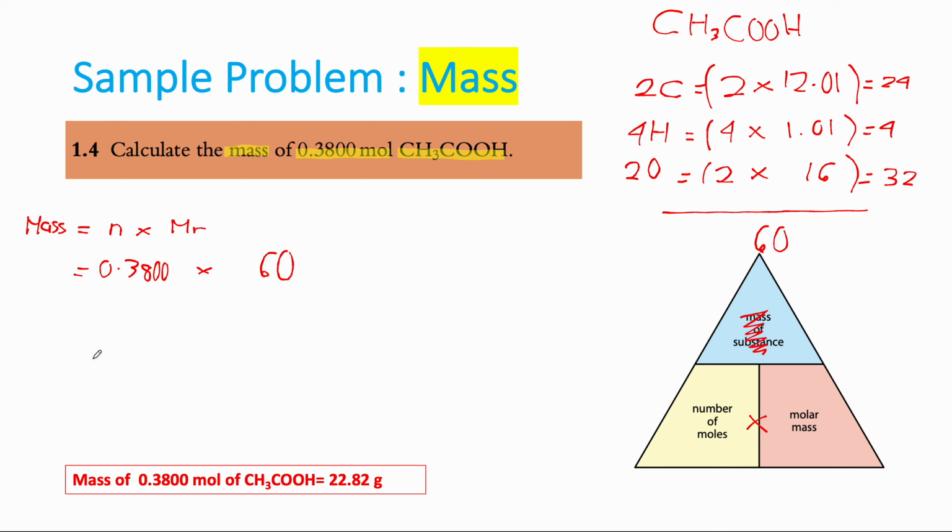22.82 grams. And again, if you want to see how the units cancel out, we have 0.388 moles times the molar mass, which is 60 grams per mole. So moles cancel, and we're left with grams. That's why it is calculating the mass.